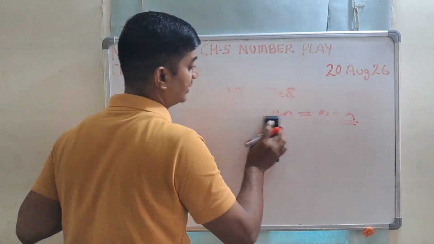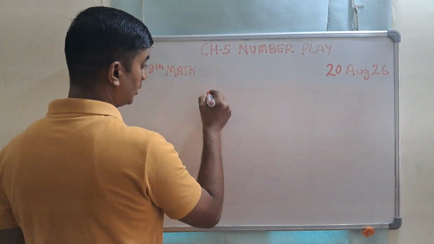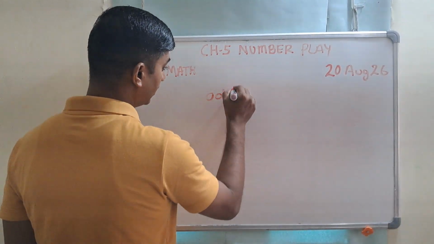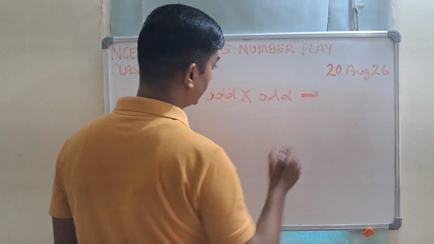Now we will understand the next thing. Now see, when an odd number is multiplied by an odd number, what will the result be?